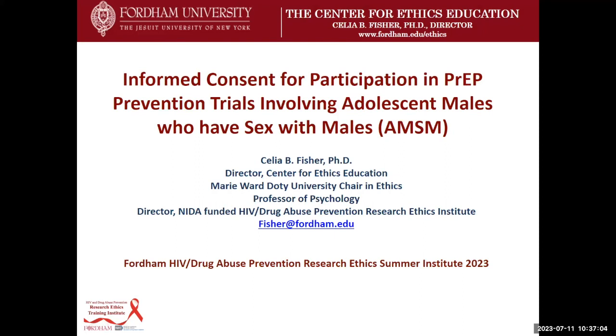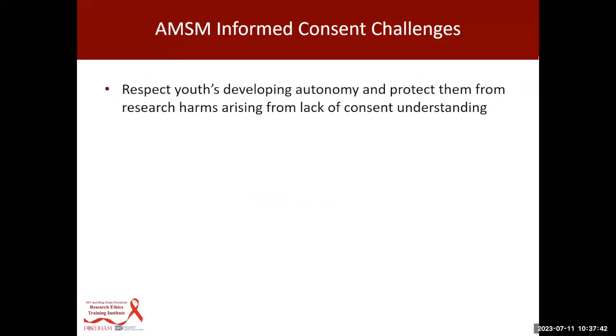All right, so this presentation is going to be both on some of the challenges of getting a waiver of informed consent for research involving adolescents, especially adolescent males who have sex with males, for PrEP studies, and then the components of competence to consent, which is the MacArthur competence evaluations, and the different levels of consent understanding, and then how to measure that. So that's what this is, and it's just some studies that we've done.